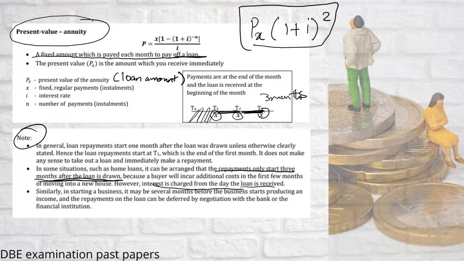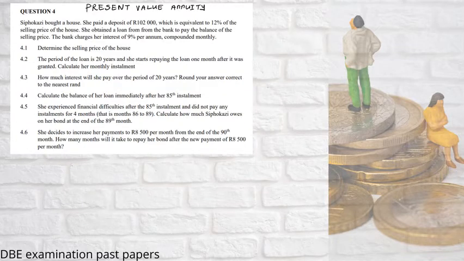Okay, let's quickly go to an example and see how it goes. Let us take a look at an example for our present value annuity. It's from question 4, Department of Basic Education examination past paper. And this is the question.